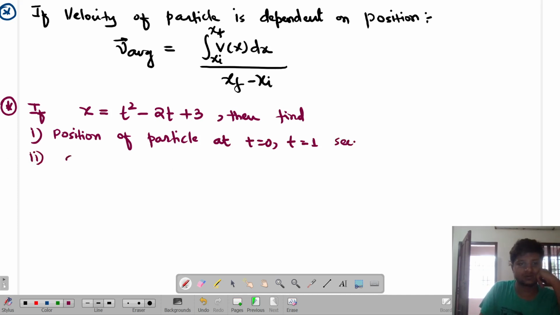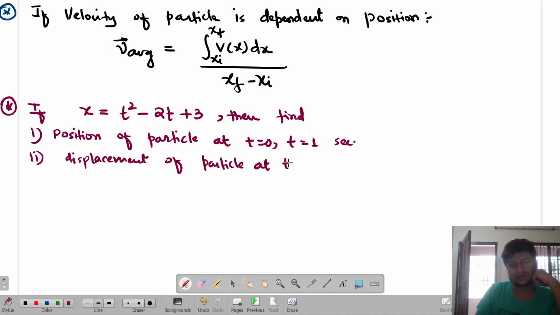Second, do it fast, displacement of particle at t is equal to 0, t is equal to 1 second. Third, position of particle, displacement of particle, not at, between t is equal to 0 and t is equal to 1 second.